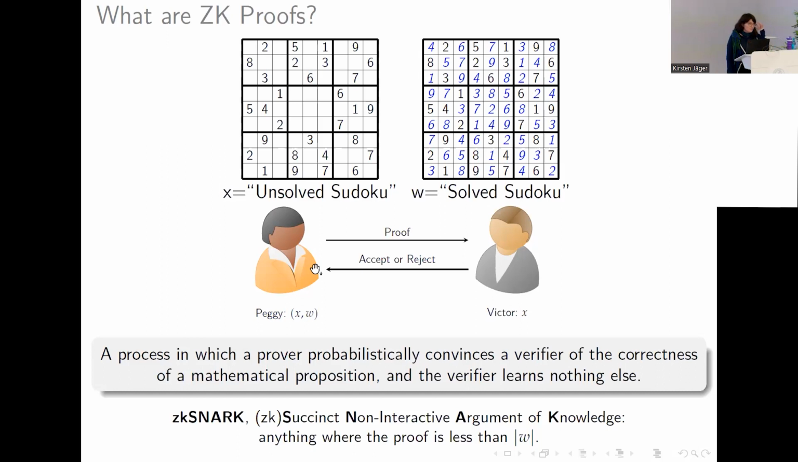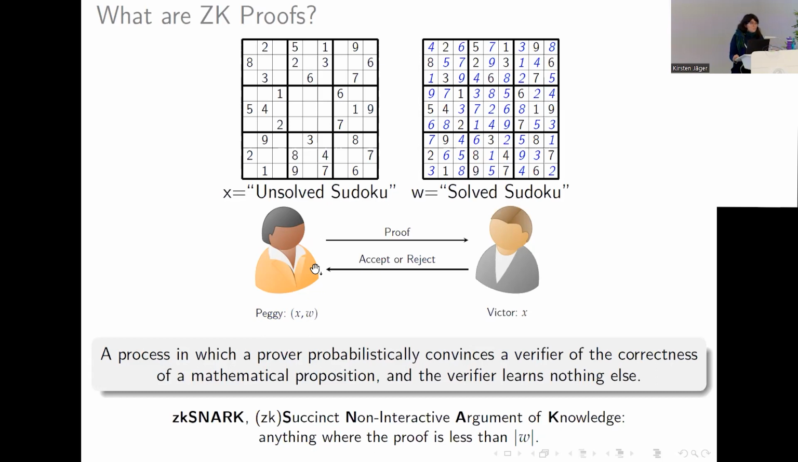A typical example is we have an unsolved Sudoku, and Peggy wants to convince Victor that she knows a solution of this Sudoku, but of course doesn't want to tell the solution. There's always a trivial protocol which consists of Peggy just giving the solution to Victor, but that's exactly what we don't want to do. We want to make sure Victor doesn't know anything.